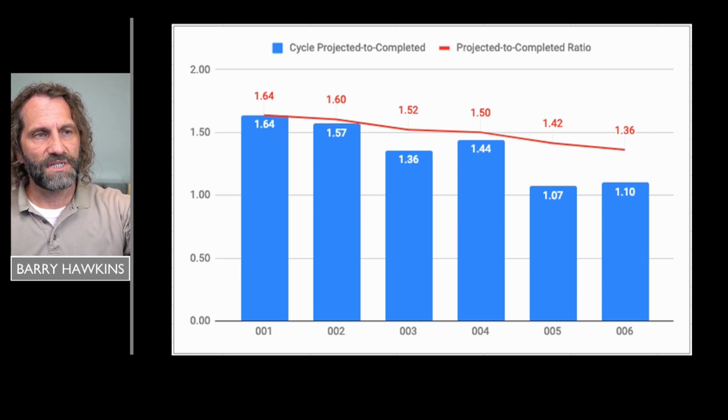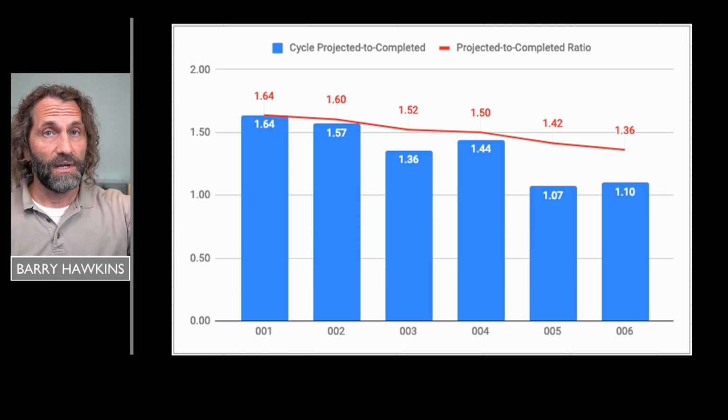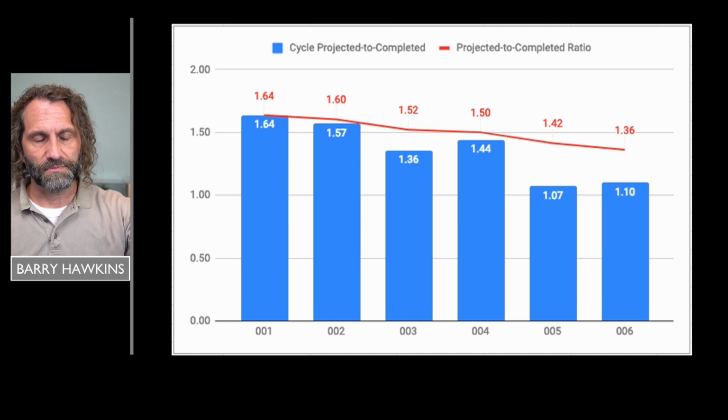So their first cycle, 1.64. So they pulled in a good bit more than they could complete. The second cycle was similar. Now you can see here in the third and fourth cycles, just how far over they were. It clearly became a point of conversation.